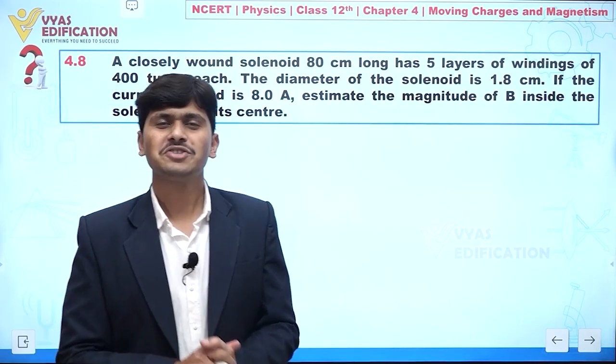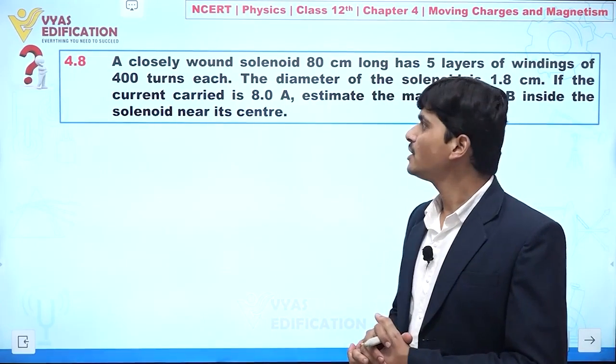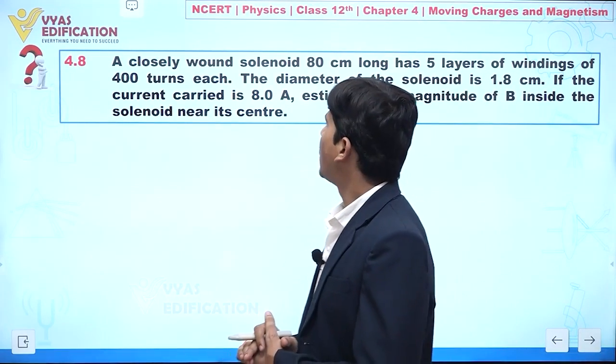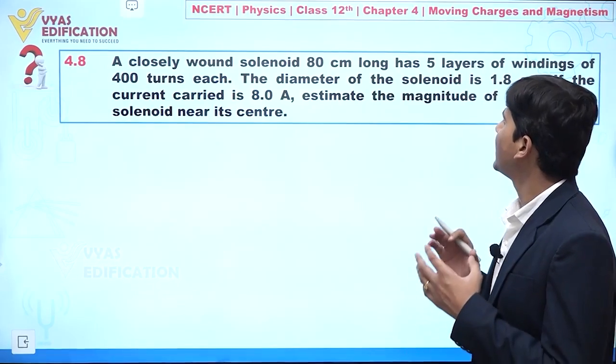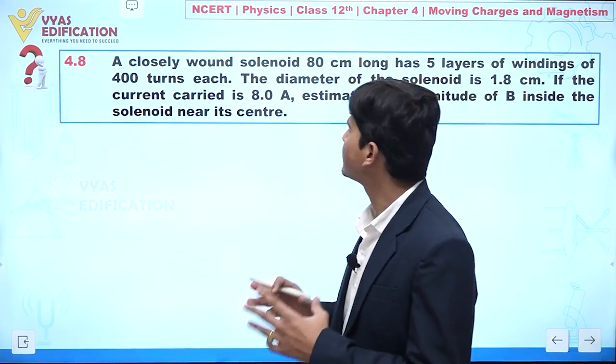Now dear students, we are going to discuss question number 4.8, and in this question it is given to you a closely wound solenoid 80 cm long has 5 layers of winding of 400 turns each.